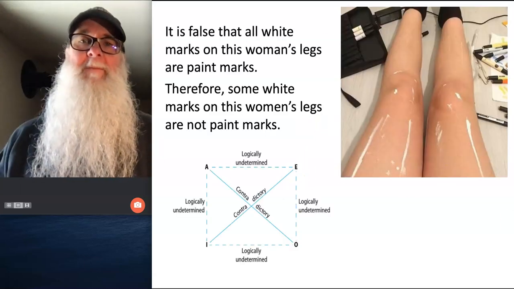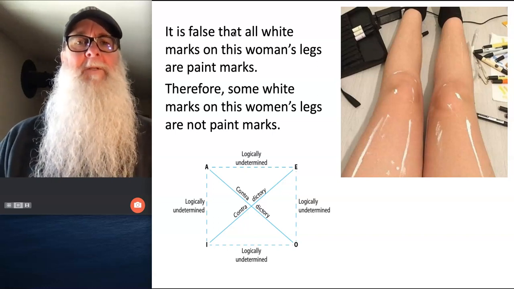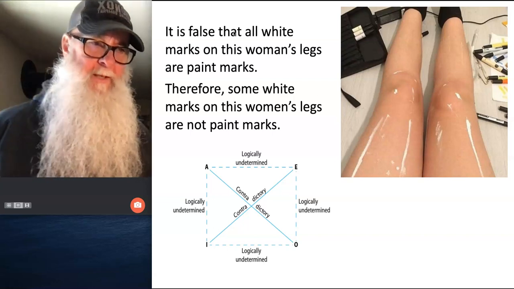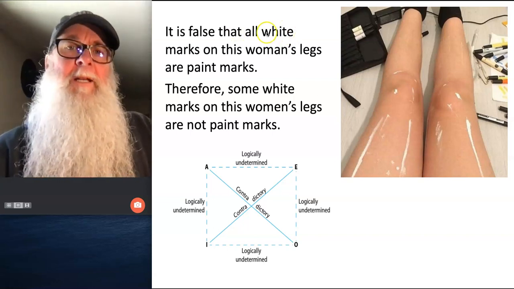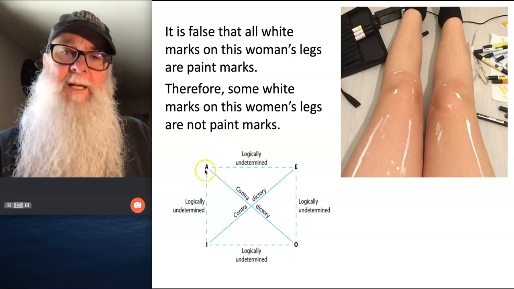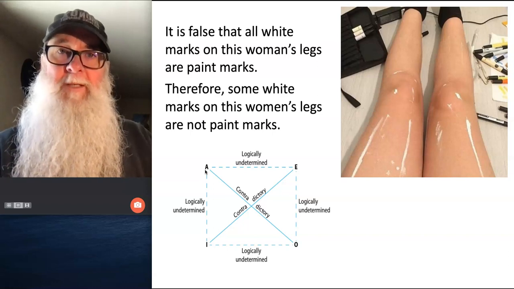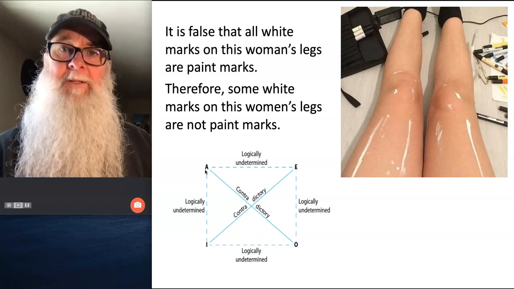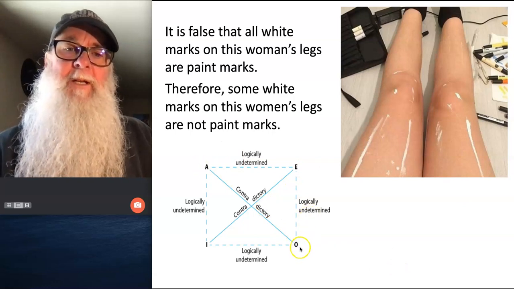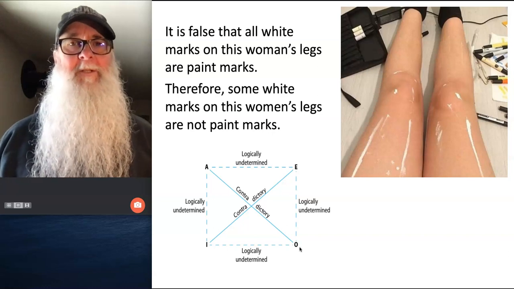So let's say we have an argument like this one. It is false that all white marks on this woman's legs are paint marks, therefore some white marks on this woman's legs are not paint marks. Okay, so we've got to think about this argument really carefully and what it's saying. The premise statement is an A statement, and we're being told it's false. And the conclusion statement is the corresponding O statement. In other words, it has the exact same subject and predicate terms. And we know that corresponding A and O statements cannot have the same truth value by the rule of contradiction.